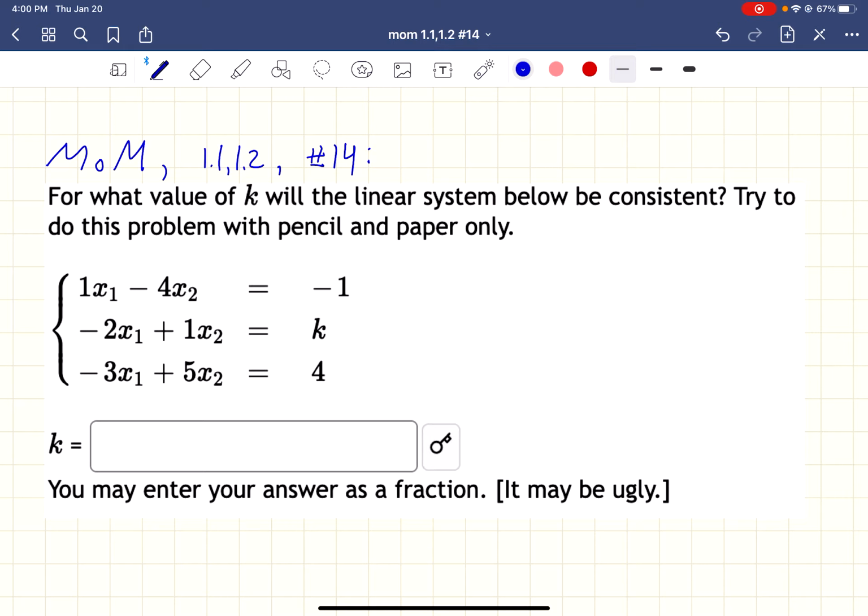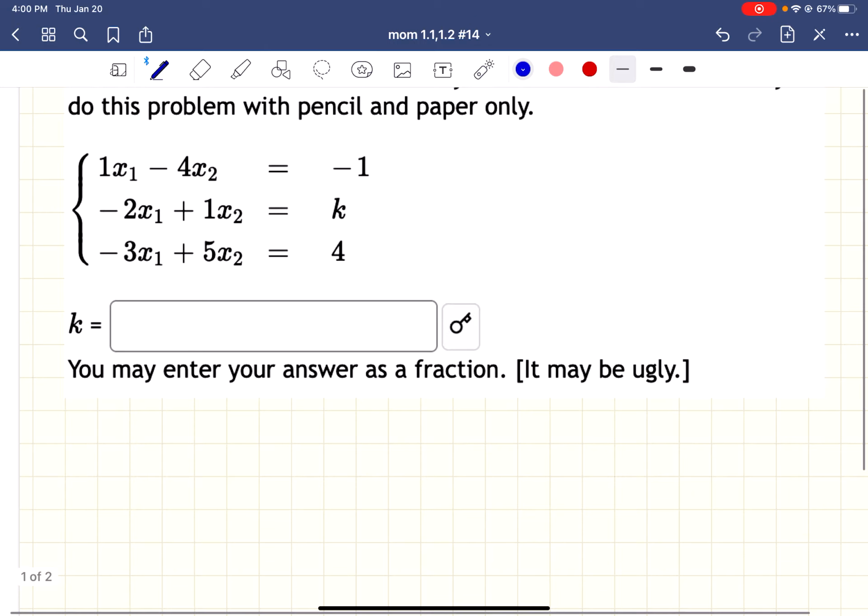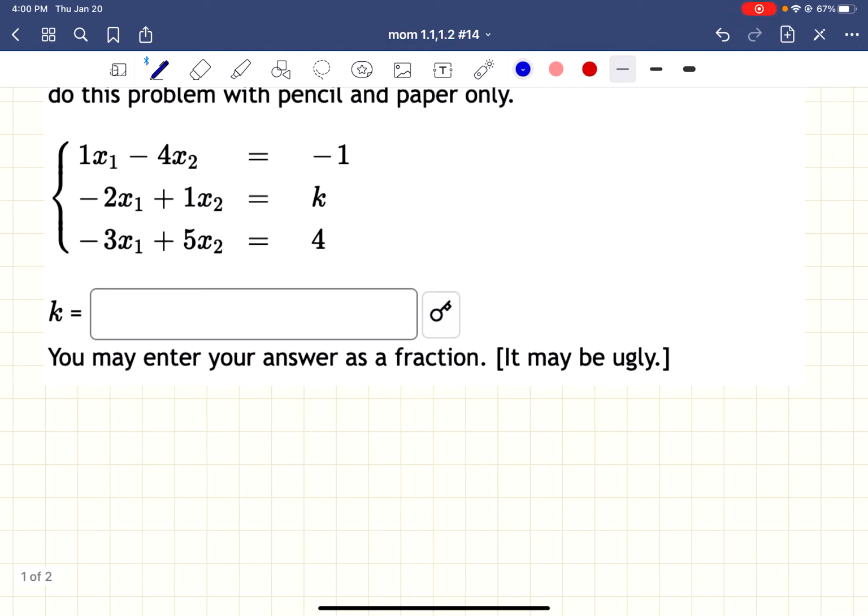Okay, so this video will be an explanation of problem number 17 in sections 1112 in the MyOpenMath. We want to find the value of k that makes the linear system consistent. And of course, as we're learning, it's much easier if we represent the system of equations as a matrix.